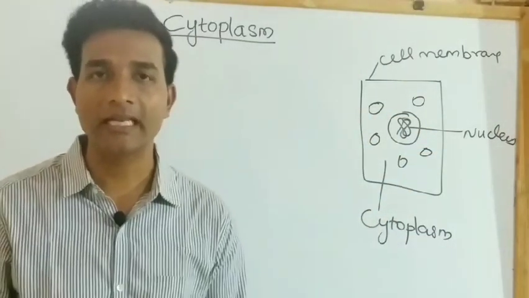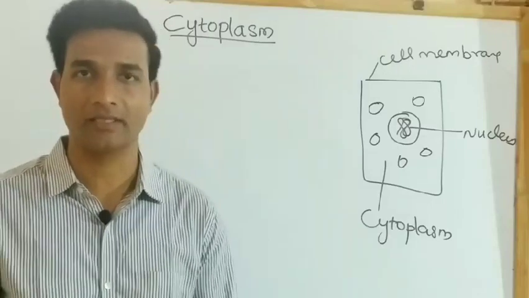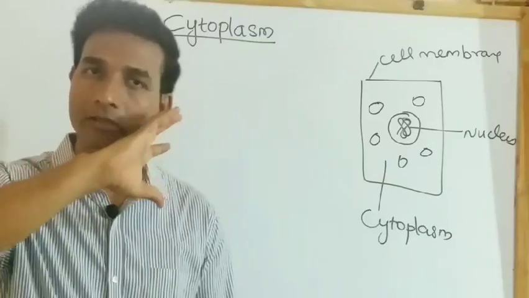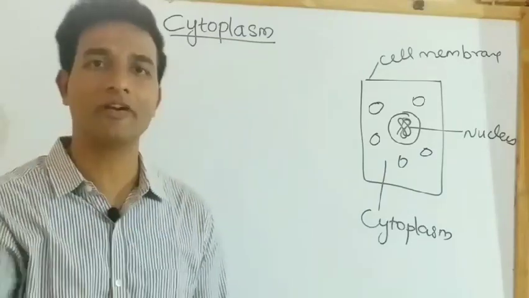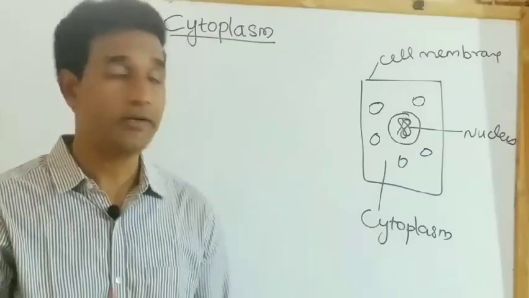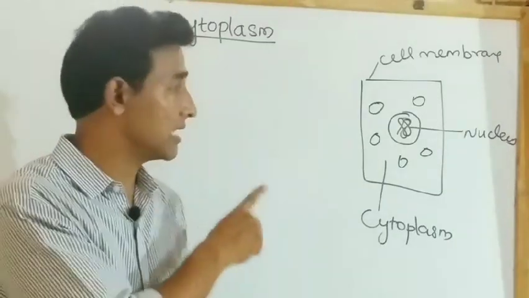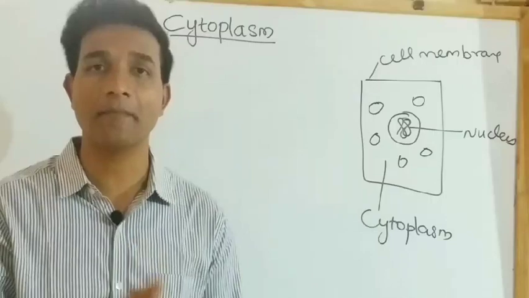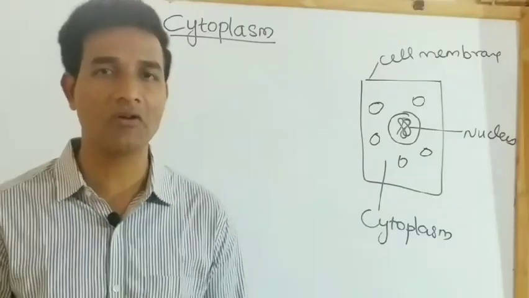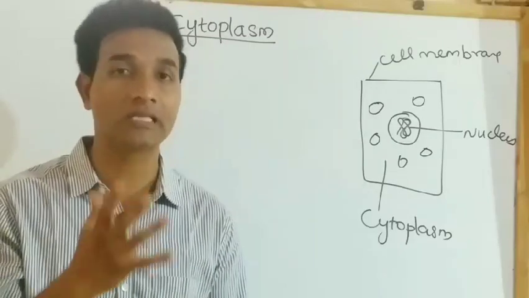And the cell organelles are enclosed by membranes. You observe in prokaryotes that the nucleus is not covered by a nuclear membrane, and they also lack cell organelles which are membrane bound. So we'll come to know what is the importance of membrane bound cell organelles.